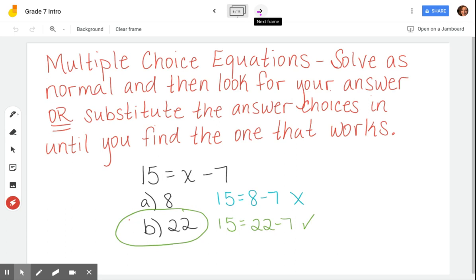If you plug in an 8 for this problem, it would say 15 equals 8 minus 7. That doesn't work. But if I plug in a 22, it says 15 equals 22 minus 7. That does work. So I know that my answer is 22. I also could have gotten that by adding 7 to each side to do the inverse, to work backwards. But keep that in mind if you ever have multiple choice equations.